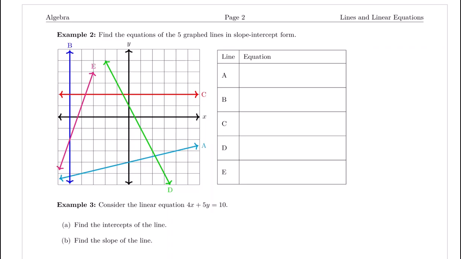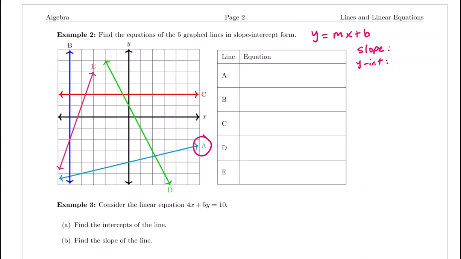Example 2 says find the equations of the 5 graphed lines in slope-intercept form. So let's look at line A first. I know that slope-intercept form is y equals mx plus b, and I need two components in order to construct the equation of a line like this. I need the slope and I need the y-intercept. So let's look at line A here.